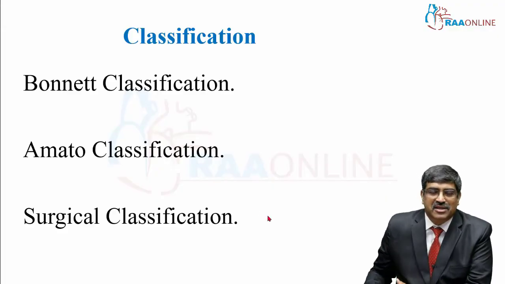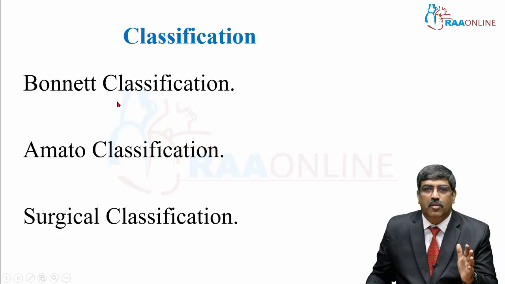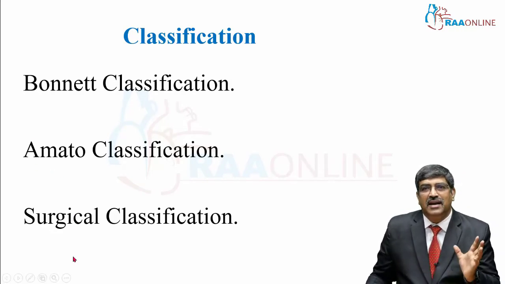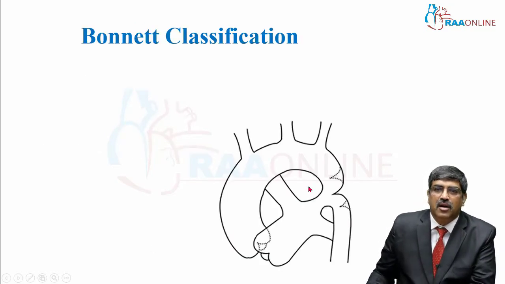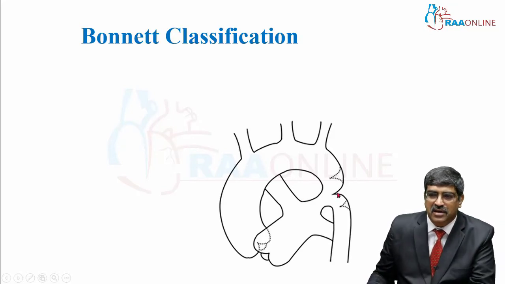Coming to the classification, as I said earlier, Bonnet's classification is the most commonly used classification, and we have the Amato classification and a classification based on the surgical location. In Bonnet's classification, here you have three types of coarctation relative to the ductus.